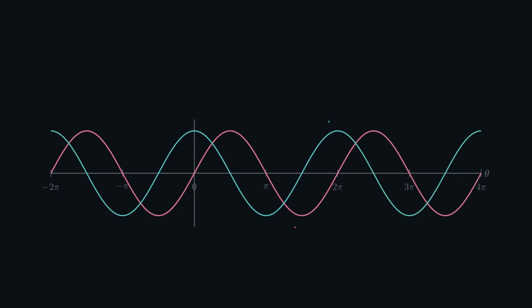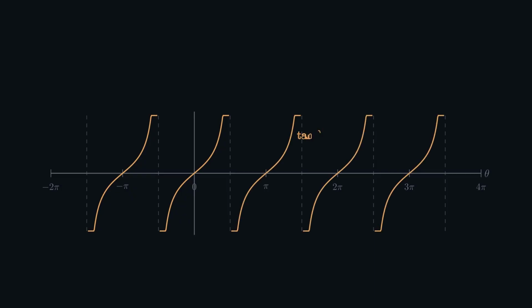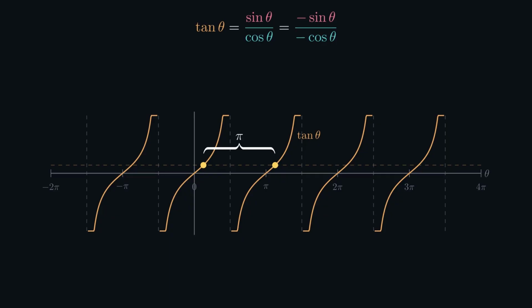Also, if we look at our functions, we deduce that, as a result of the periodicity of trigonometric functions, adding 2 pi times some integer k does not change the value of our sine and cosine functions. Hence, sine theta plus k2 pi equals sine theta, and cos theta plus k2 pi equals cos theta. For tangent, we can make this even more specific. Since sine theta over cos theta is equivalent to minus sine theta over minus cos theta, and the latter occurs in region 3, we derive that tan theta plus k pi equals tan theta.